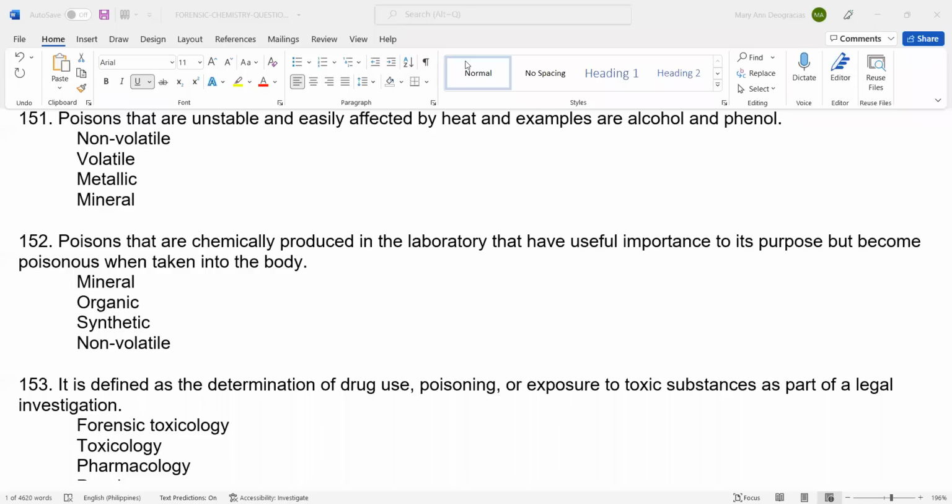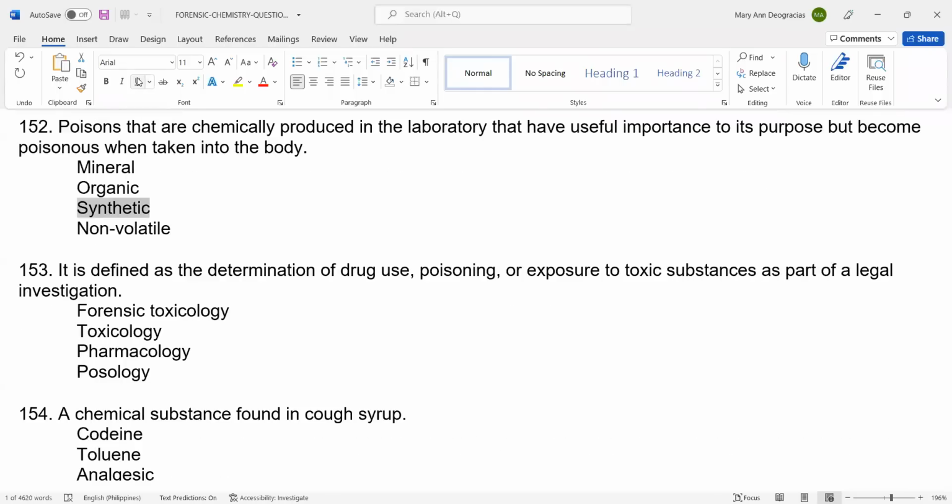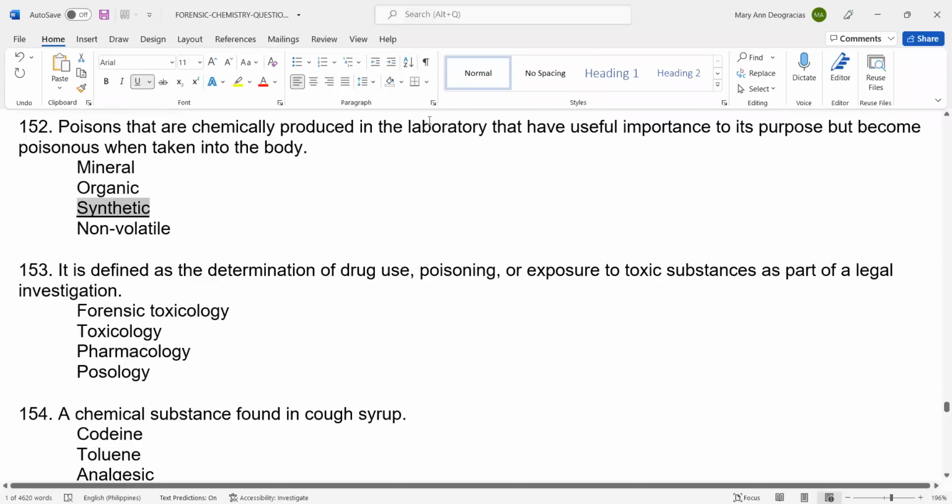Okay, letter C, synthetic nga. So, artificial. Anong sagot sa 151? Okay. Volatile. Wala na underline. Okay, so this is synthetic or artificial poisons, or man-made, produced in the lab. O, yun yung mga ano yun. So, synthetic.